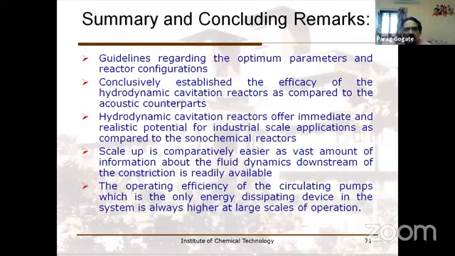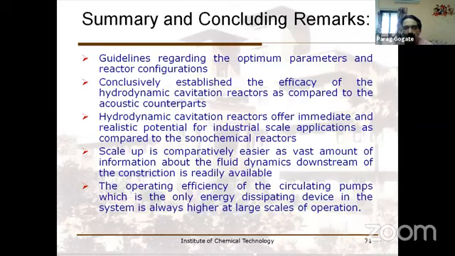Right, so just as a summary and concluding remarks, what we have seen is some guidelines in terms of optimum parameters, some reactor configurations that can be used. Definitely a lot of studies, a lot of publications from our group. Worldwide also, there are other groups which are working, which had shown efficacy of hydrodynamic cavitation reactors as compared to the acoustic counterparts, that is ultrasound-based reactors. These do offer potential for industrial scale application.